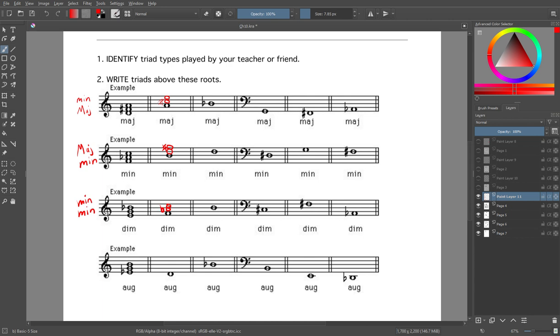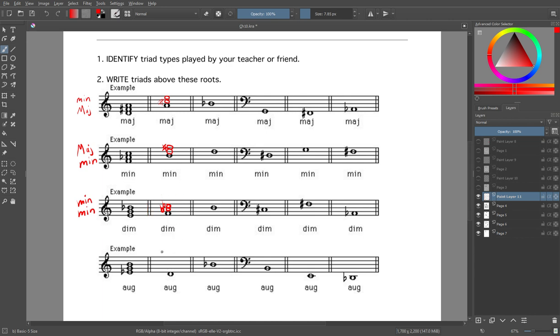Now from A flat to C, if you think of the keyboard, that is going to be a major third. However, we need both intervals to be minor thirds. So what I'm going to do to lower that is put a flat on the C. And there is our diminished triad.